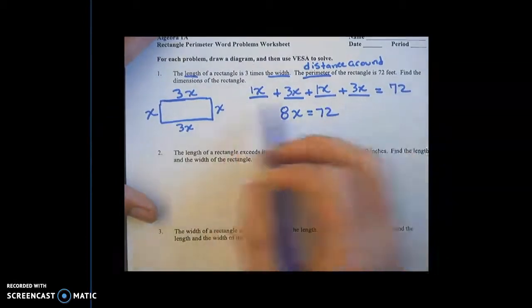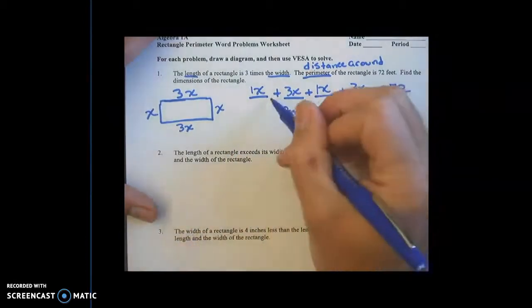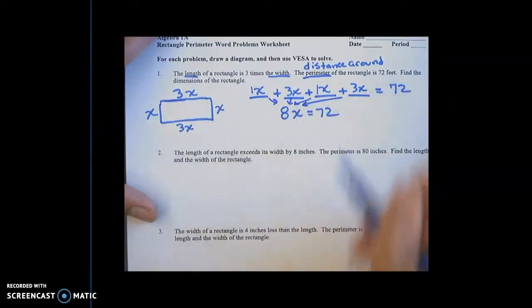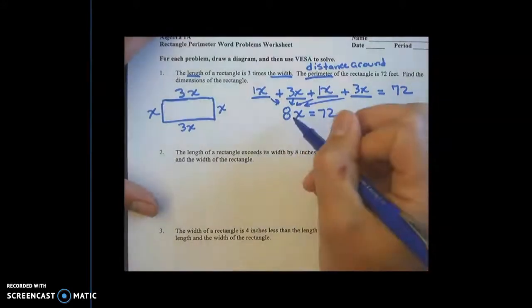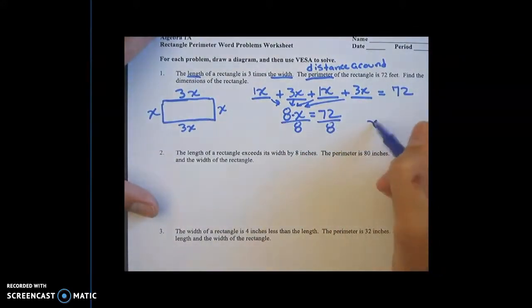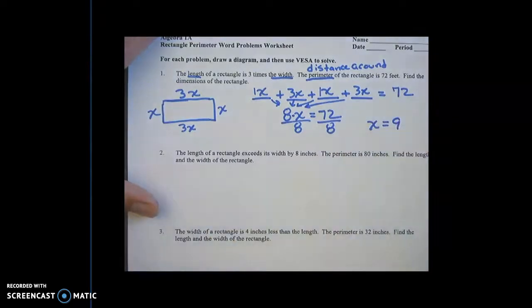So at this point, once I set it up, I'm just solving it. So these are all on the same side, so we're just going to combine all those together to get 8x. Now I just want to get x by itself, so I'm going to divide by 8. And I get x is equal to 9.